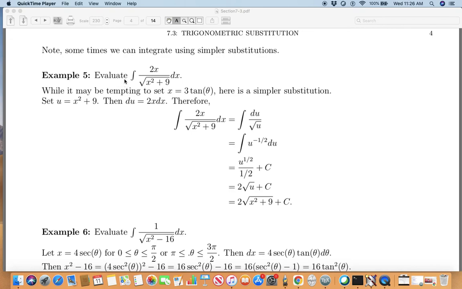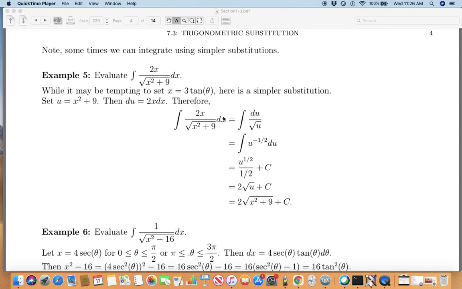Okay, here are some simpler substitutions. Evaluate the integral 2x over square root x squared plus 9. So that's a plus. It is very tempting to set x equals 3 tan theta. But notice the 2x. Substitute u equals x squared plus 9. Then du is 2x dx. That's the catch. Okay. So the derivative of this is here. So you don't need trigonometric substitution.